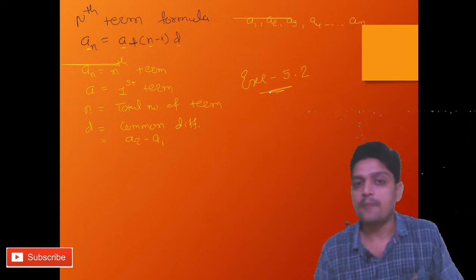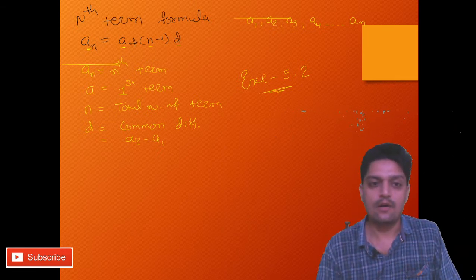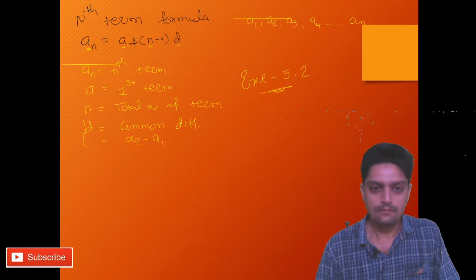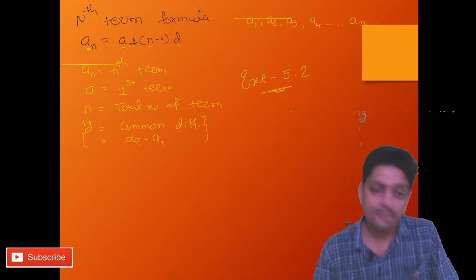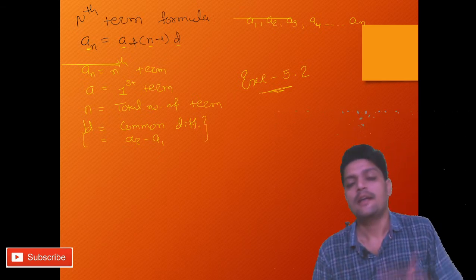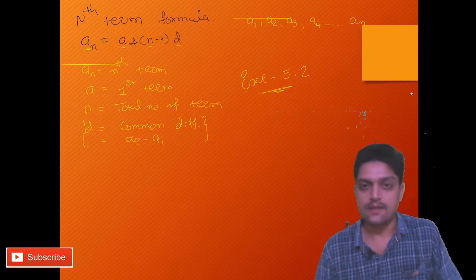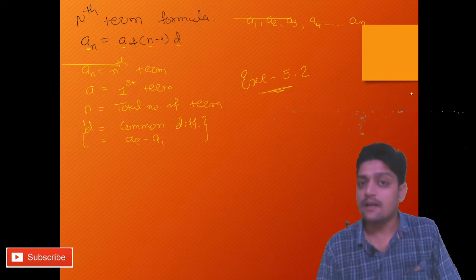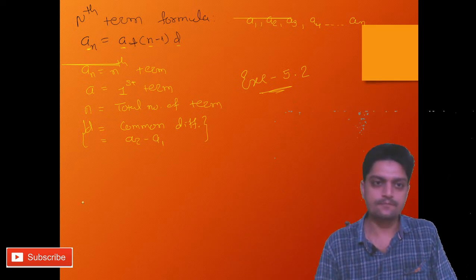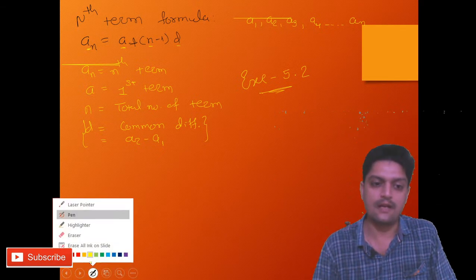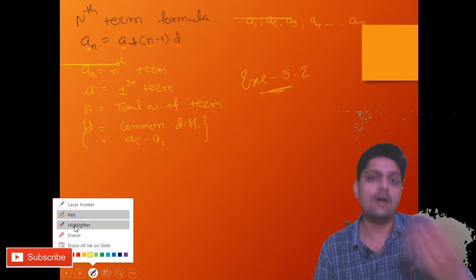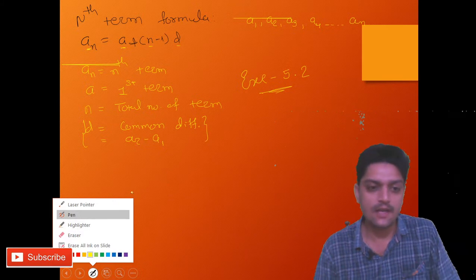And what about 5.1? It totally depended on the difference, meaning in the first exercise you have to find the difference, and in the second exercise you have to find the nth term. And what about the third exercise? One new formula we will learn. Actually we already learned it, but I will discuss it here.